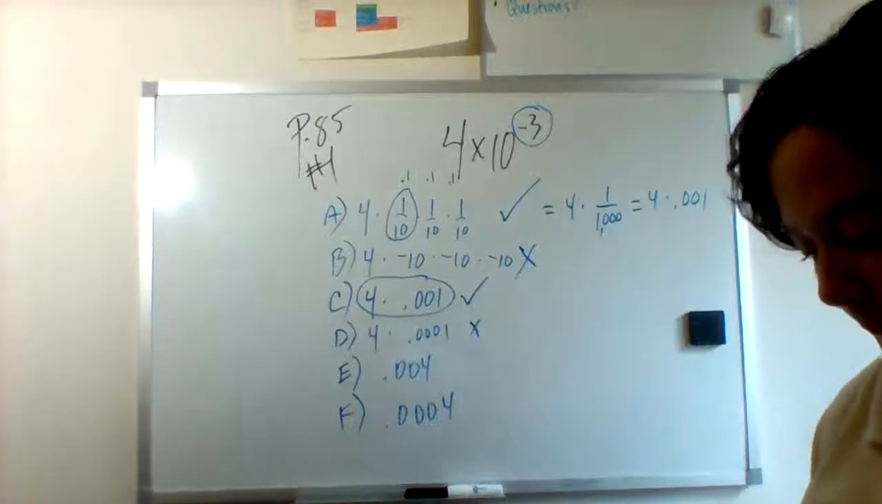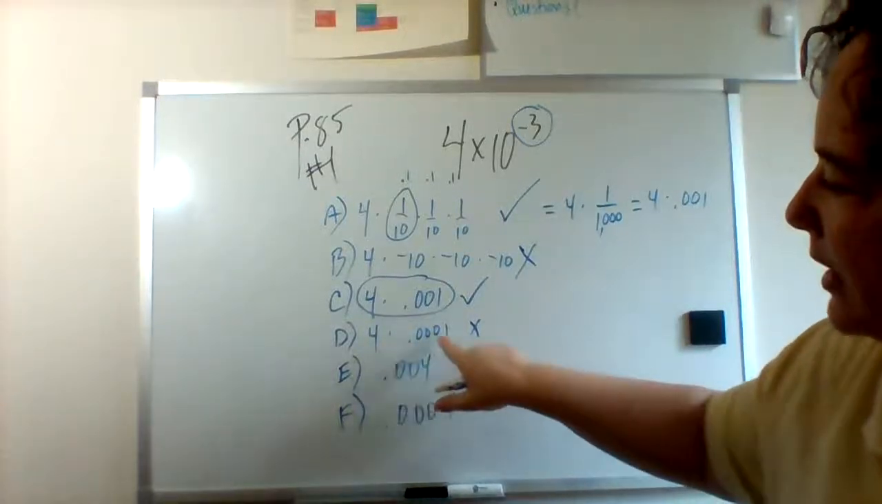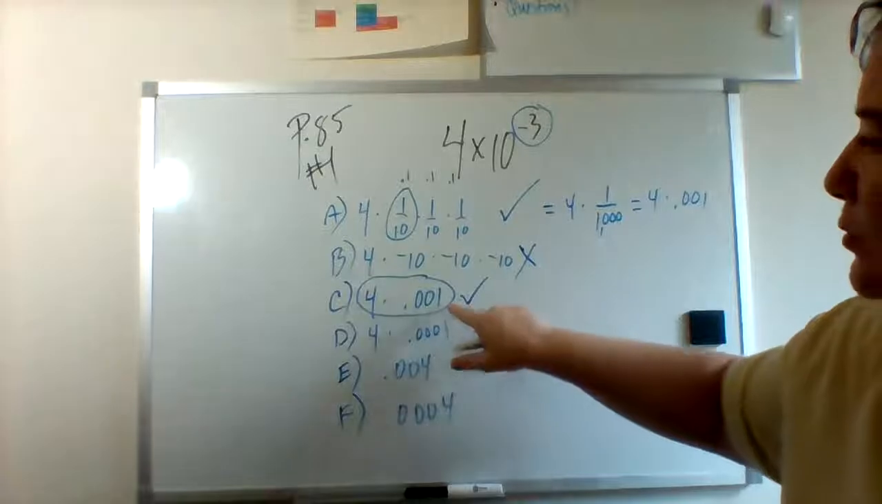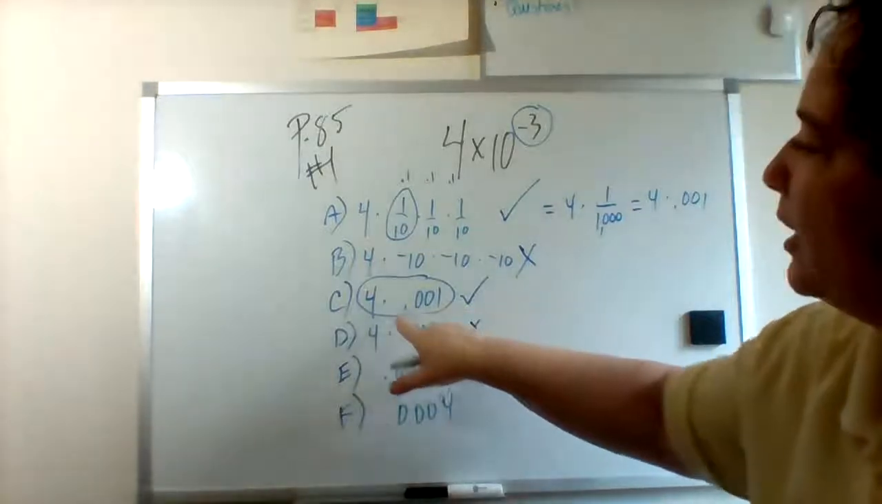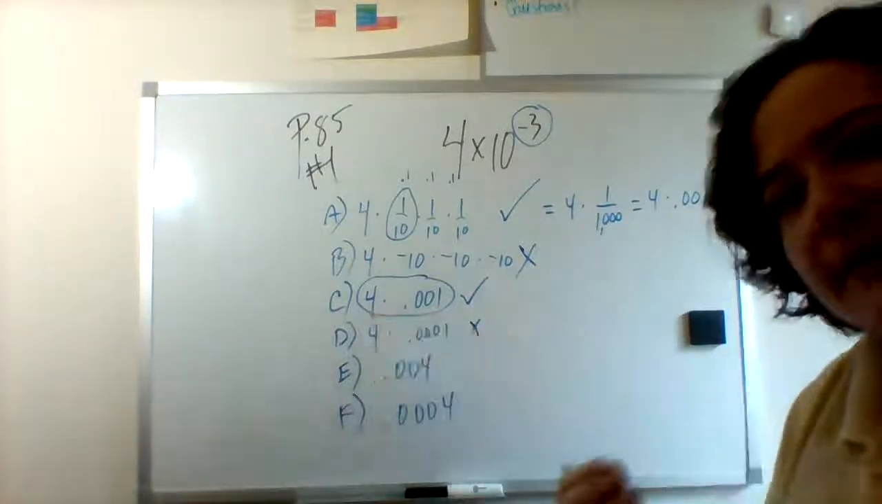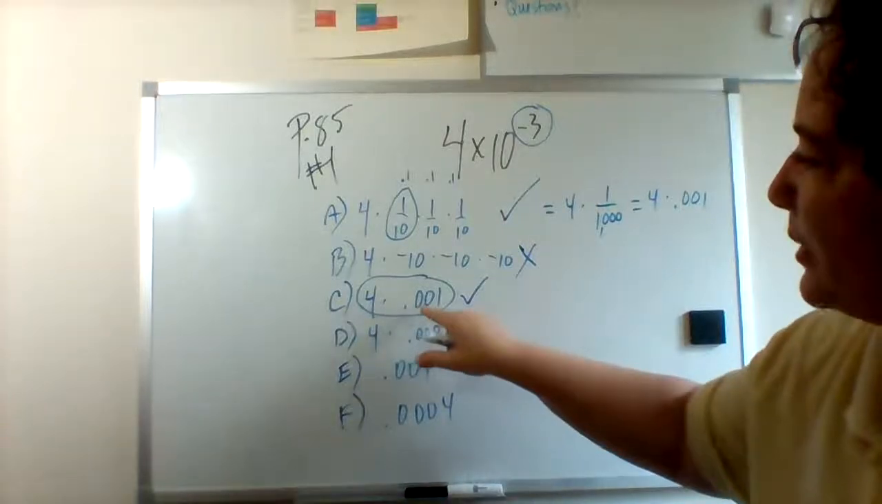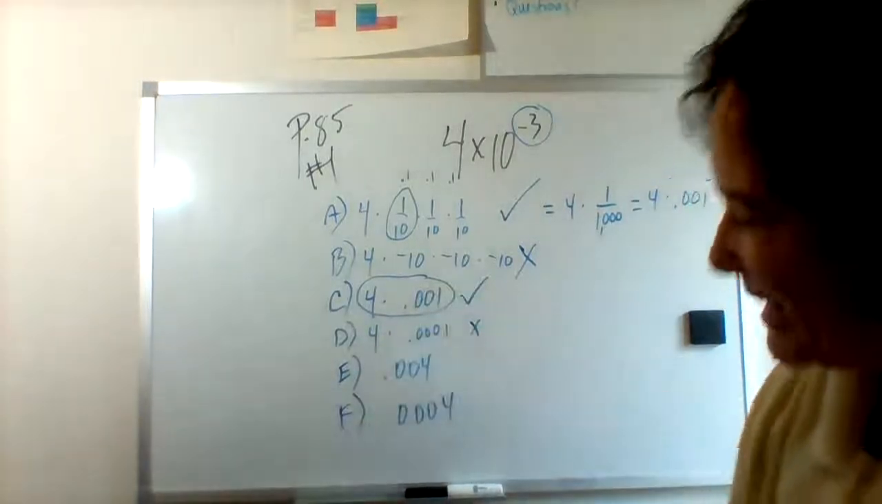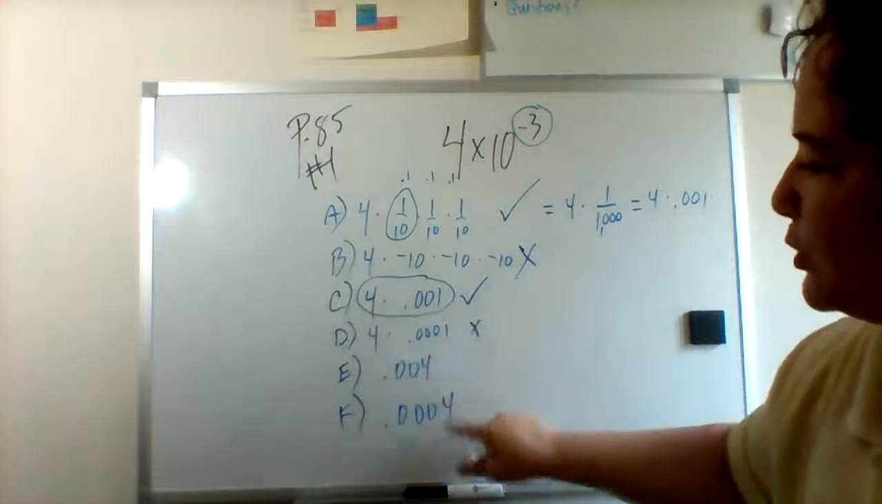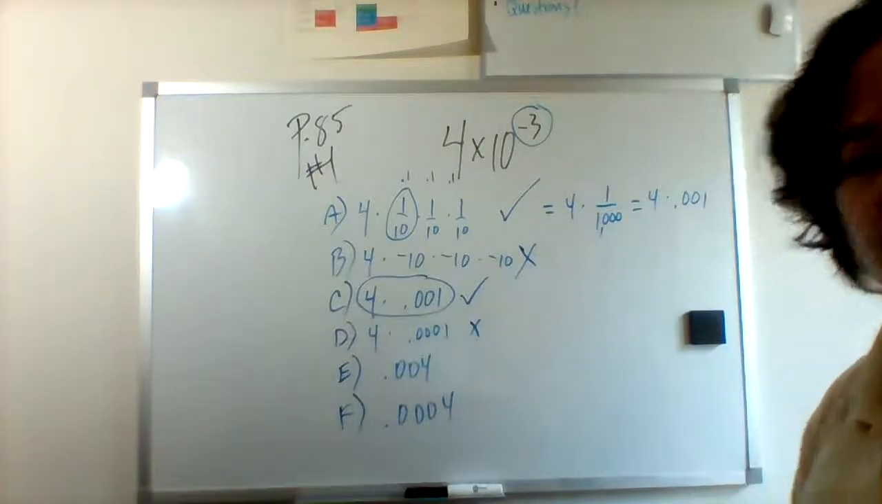What do you guys think? If you multiply 4 times, oh, I pointed to this one, wasn't I? I was supposed to point to that one because this is the correct one. You gotta tell me these things. 4 times 0.001 or 1,000th, all right? If you multiply that out, which one do you get? Do you get E or do you get F?